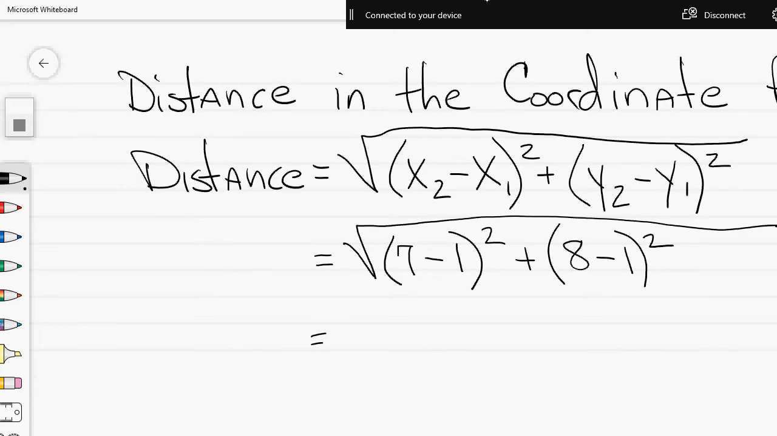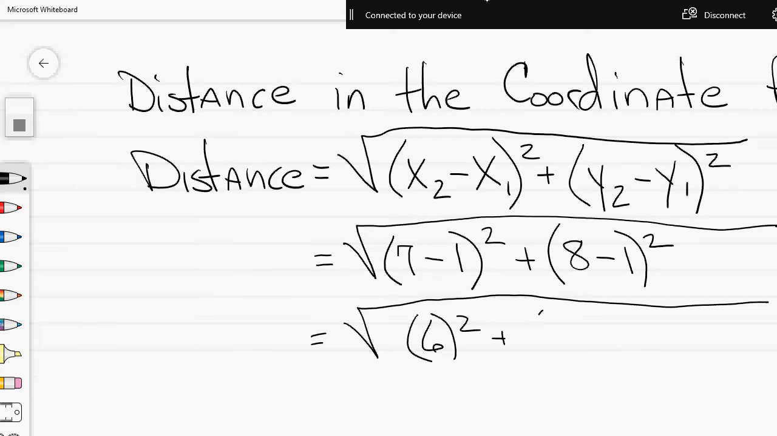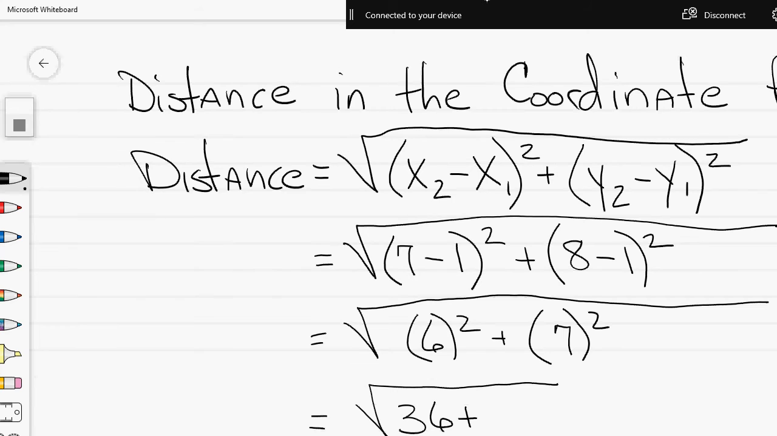So your next step is to just start your computing. So you've got 7 minus 1, which is 6. And you've got 6 squared plus 8 minus 1 is 7 squared. So you're getting closer. You've got the square root of 36 plus 49. And in your calculator, take 36 and add it to 49, which is the square root of 85. Okay? And now we're going to approximate that.